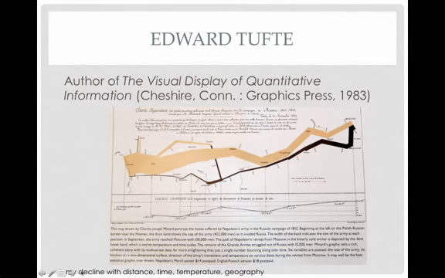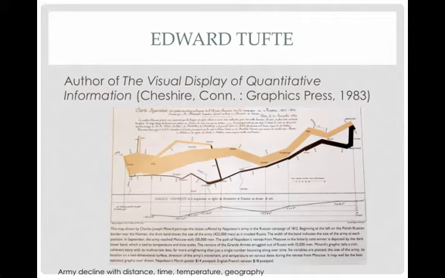So this says Army decline with distance, time, temperature, geography. It's just a really cool graph. And the width of this is how big the army is. And this is Napoleon's march, and his army gets smaller and smaller. That's not really relevant to economics, but it's a cool graphic. So we want to make cool graphics too.